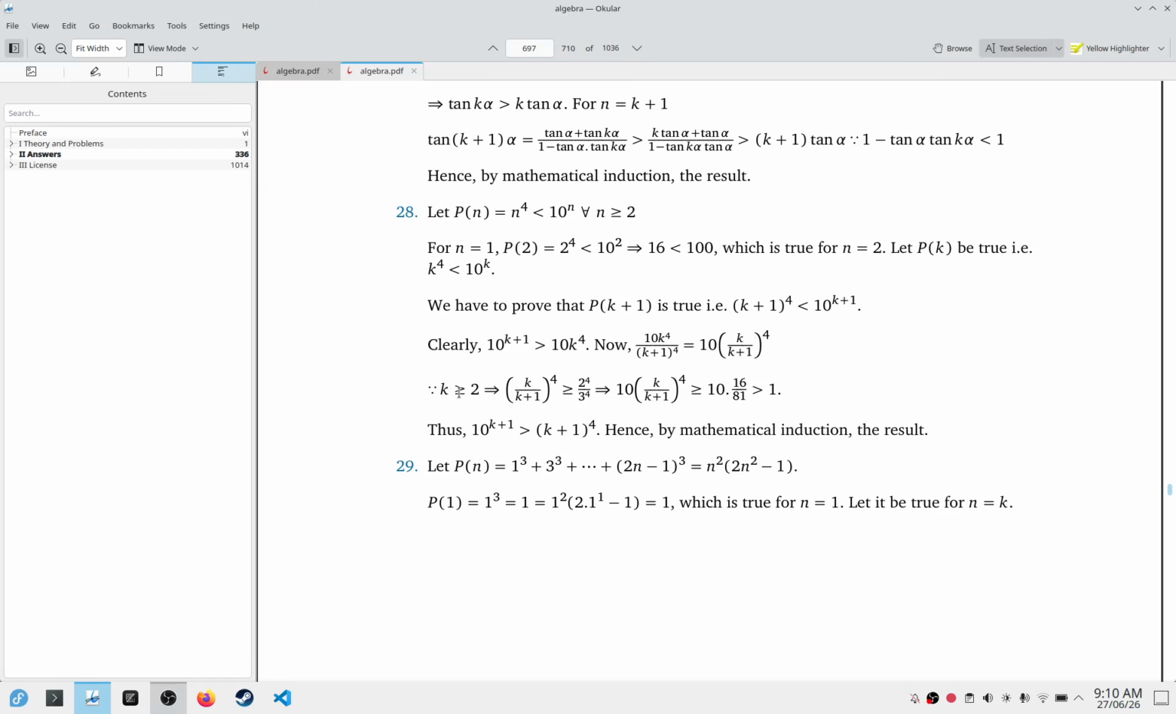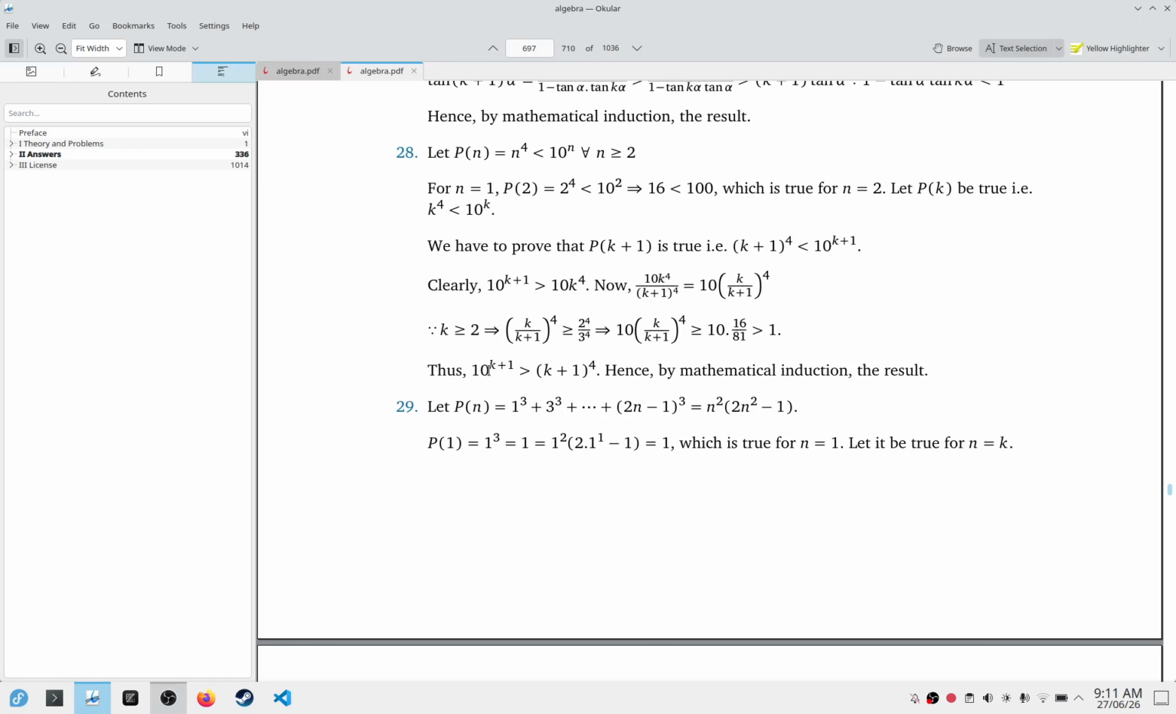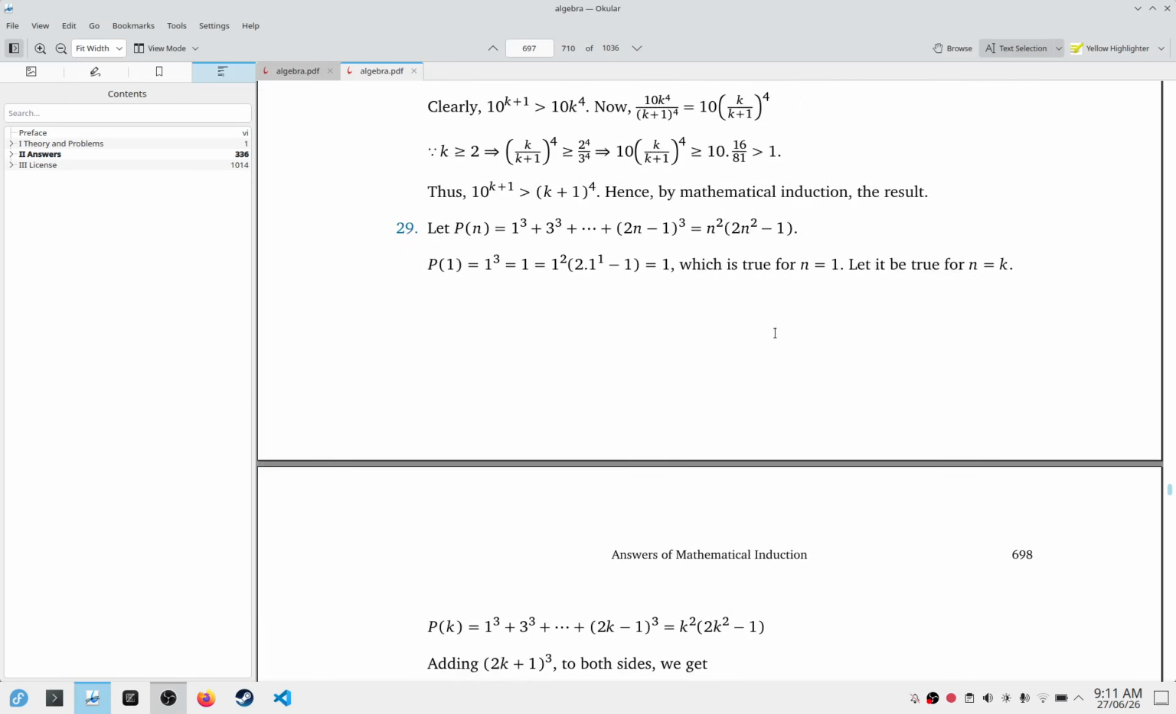Now k is greater than or equal to 2, so this will be greater than or equal to 2 to the power 4 by 3 to the power 4. Hence 10 times (k by k+1) to the power 4 is greater than or equal to 1. And that's how we prove that 10 to the power k+1 is greater than (k+1) to the power 4. Hence by induction we have the result.